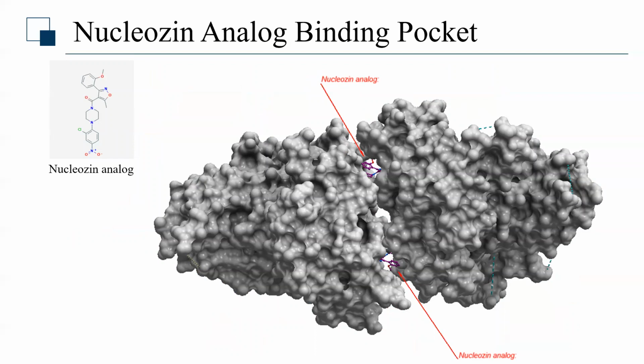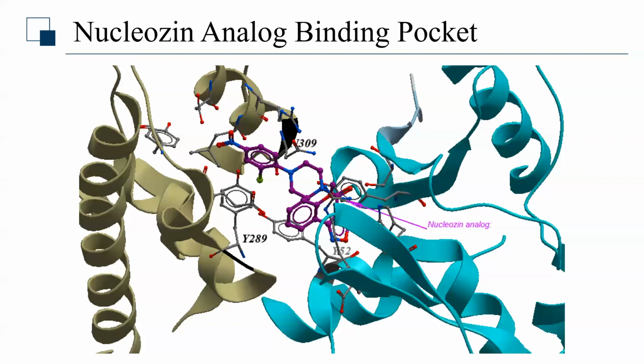Structurally similar to nucleozin, another inhibitor known as the nucleozin analog was discovered to interfere with nucleoprotein binding, also through formation of nucleoprotein aggregation. But unlike nucleozin, two molecules of the nucleoprotein are bridged by two molecules of the nucleozin analog to form a stable complex. As we can see in this figure, two antiparallel binding pockets are formed by the combination of the Y289 N309 pocket from one monomer and the Y52 pocket from another monomer, and vice versa.